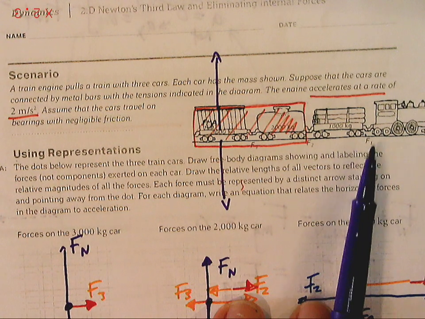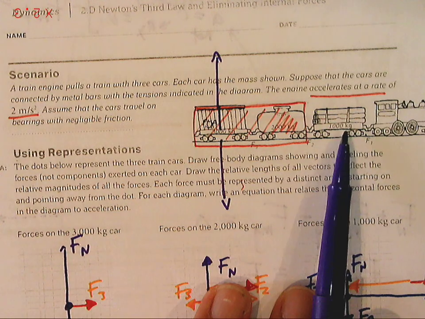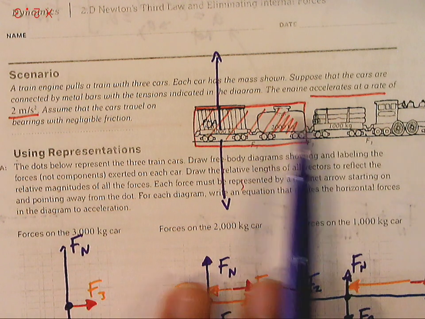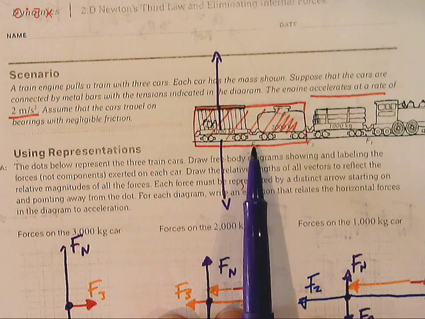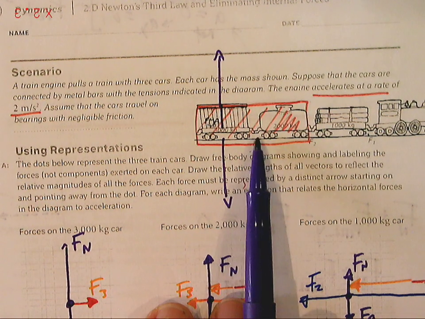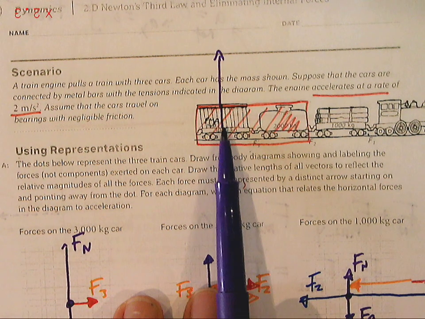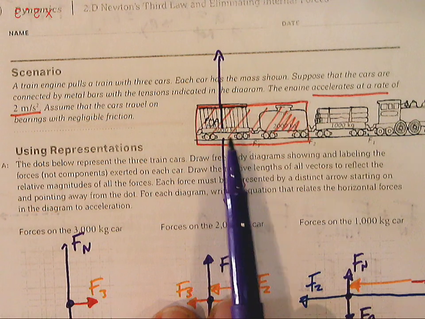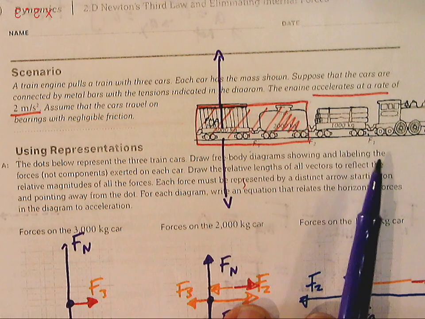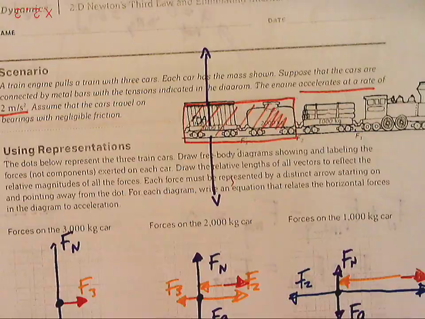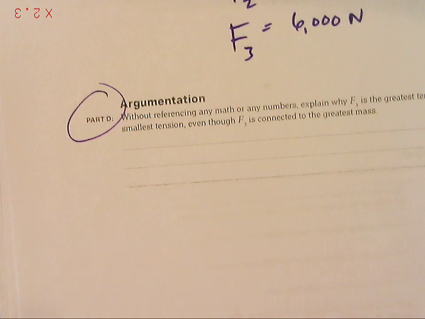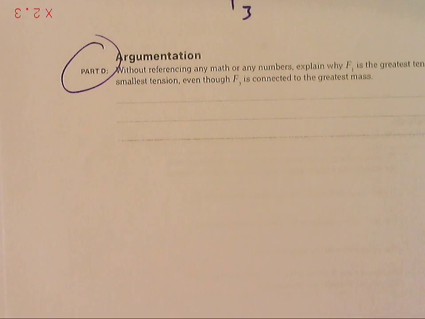Hint, hint, hint. F1 is not just pulling the first car. F1 is pulling how many cars? F3, even though this car is the greatest mass, is only pulling what mass? Think about those words and the forces it is actually dragging in that pulling tension force, to help you answer part D. That one I leave to you to do on your own, and I'll be checking that from this page.